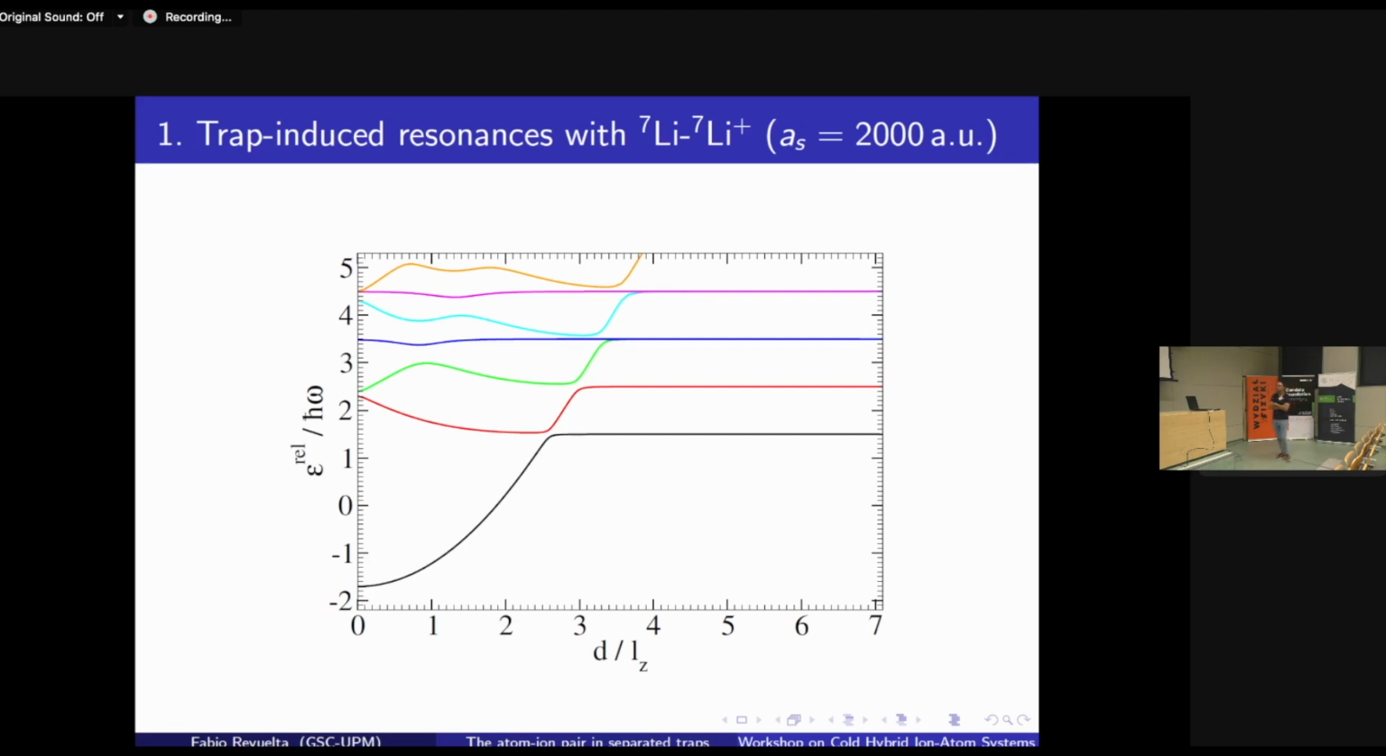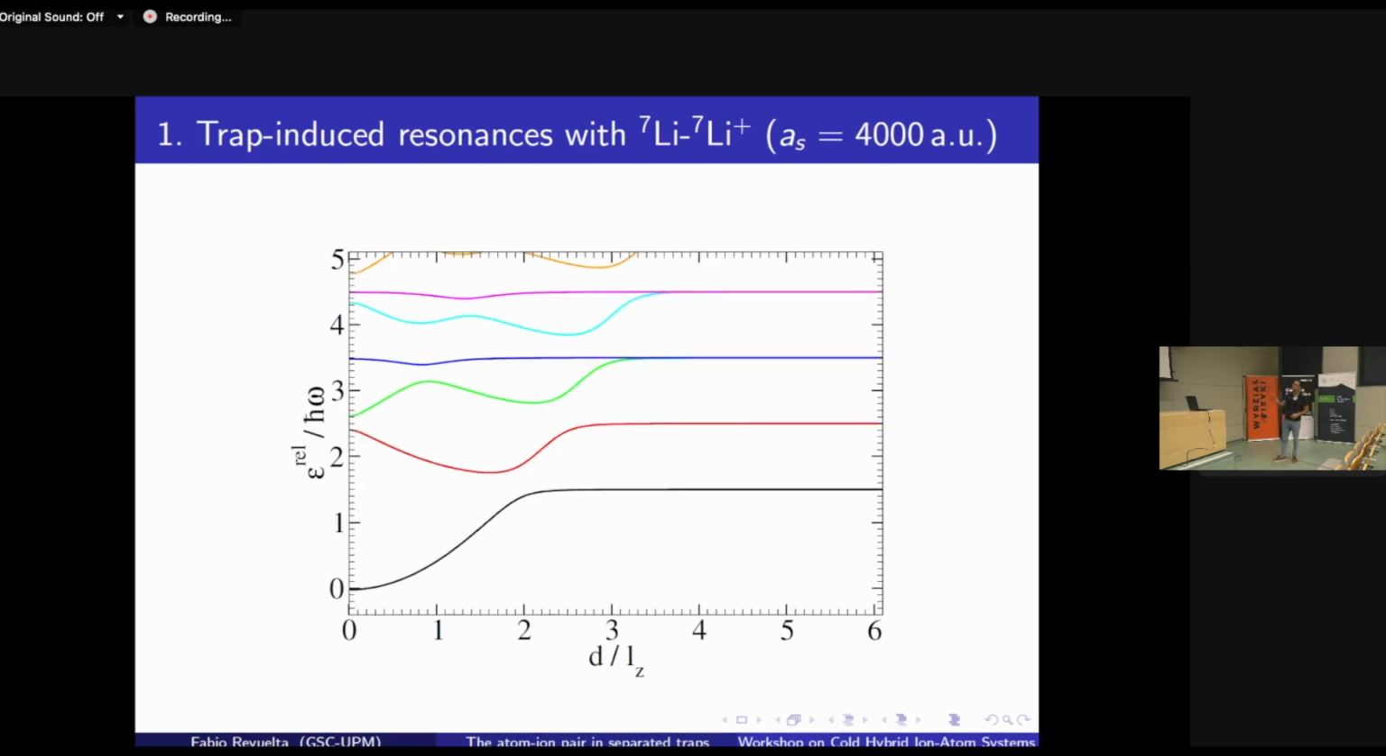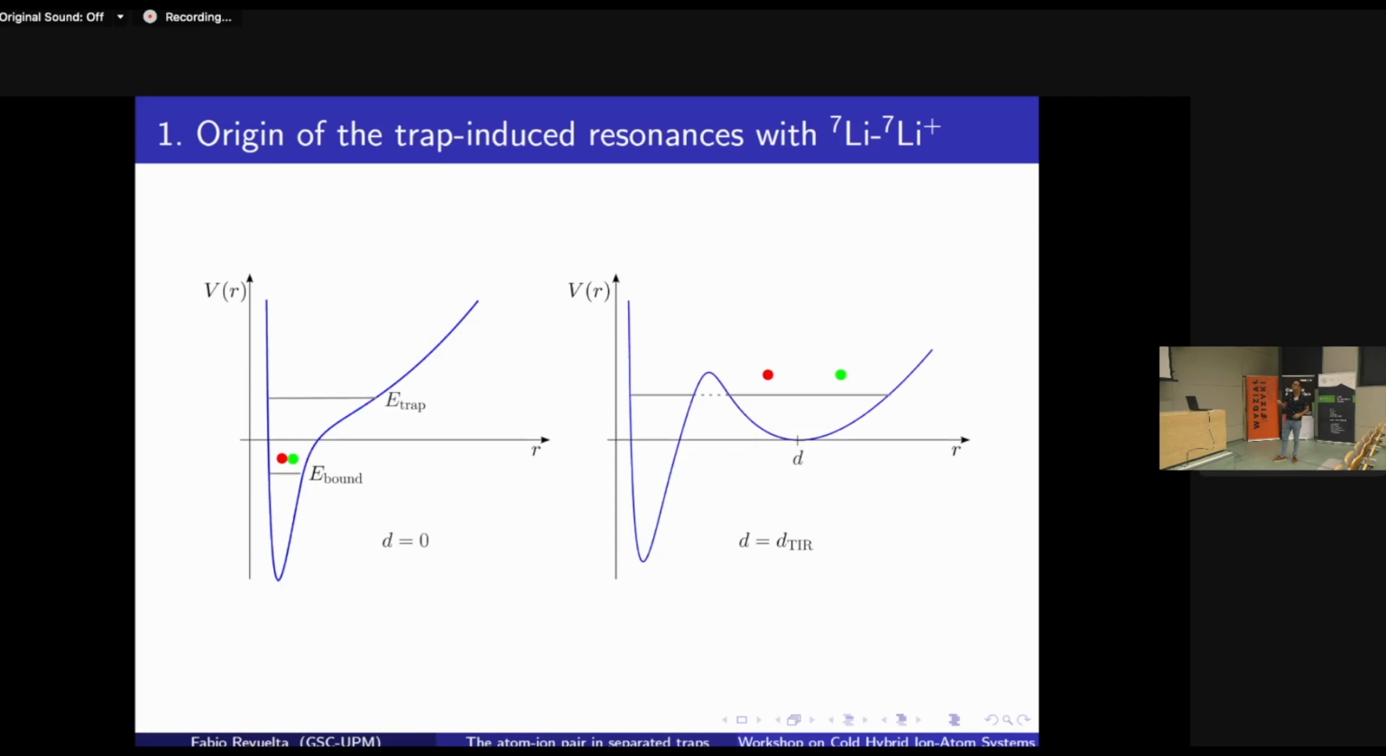This most weakly bound state, the black one, is just continuous and anti-crosses with the trap levels, of course, but essentially it just climbs the harmonic potential. It moves from this energy to this other energy.